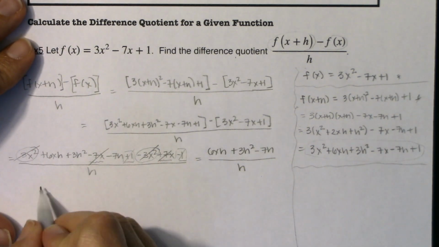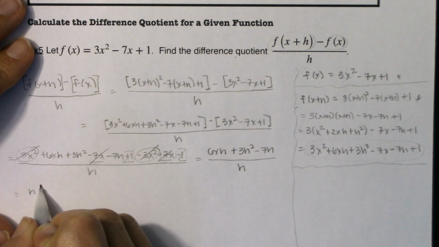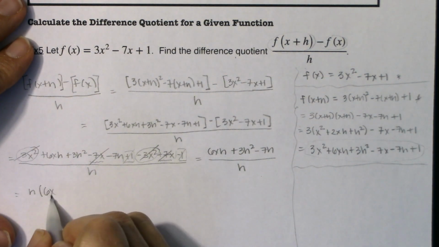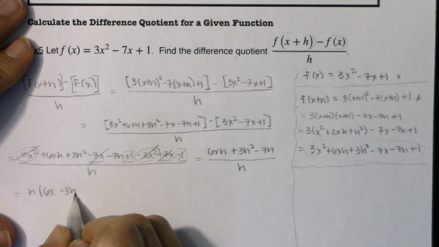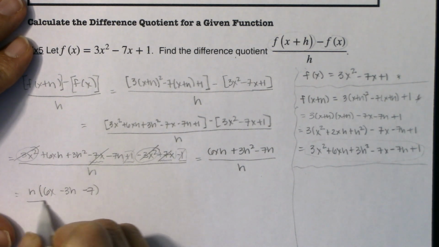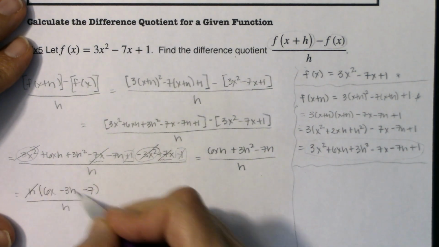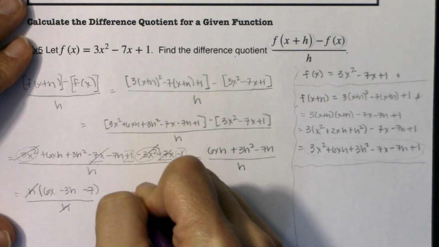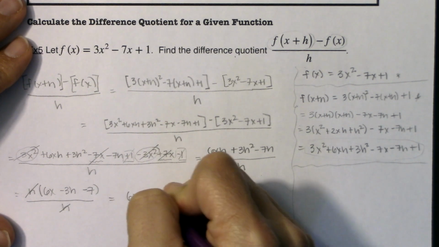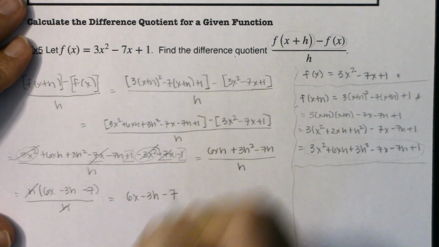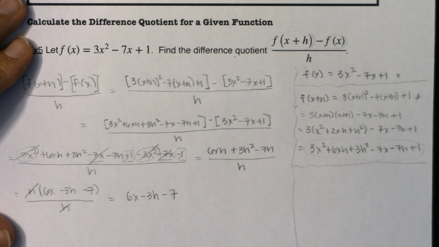So what I mean by that, I'm going to put my equal sign, and factor out an h. I'm going to have 6x, minus 3h, minus 7, in a fraction over h, and that h is going to cancel. Ultimately, that's going to leave me with 6x minus 3h minus 7, and that is my difference quotient.